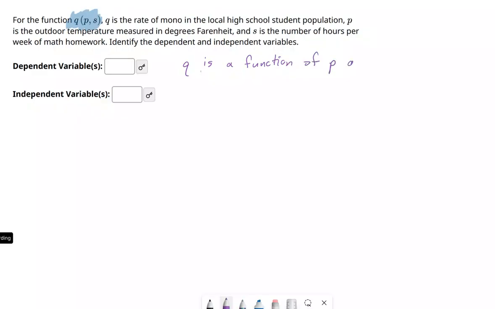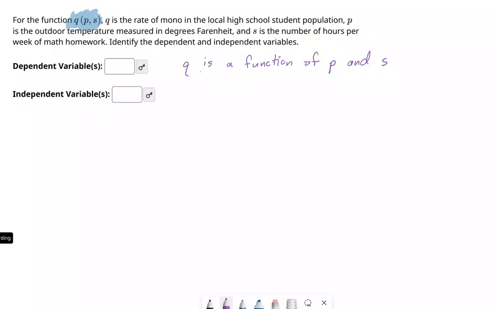of p and s. Okay, so P is, let's see, P is the outdoor temperature, and S is the number of hours of math homework. These sound like great things. And Q is the rate of mono. So from this statement, we think there's some kind of a connection between these.